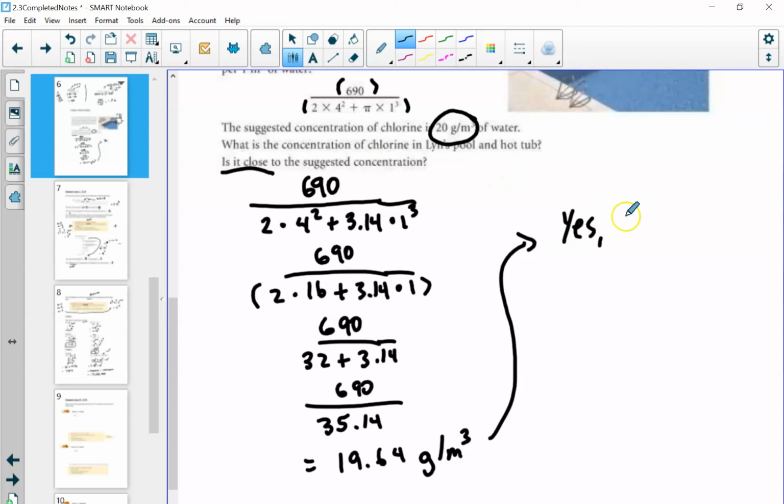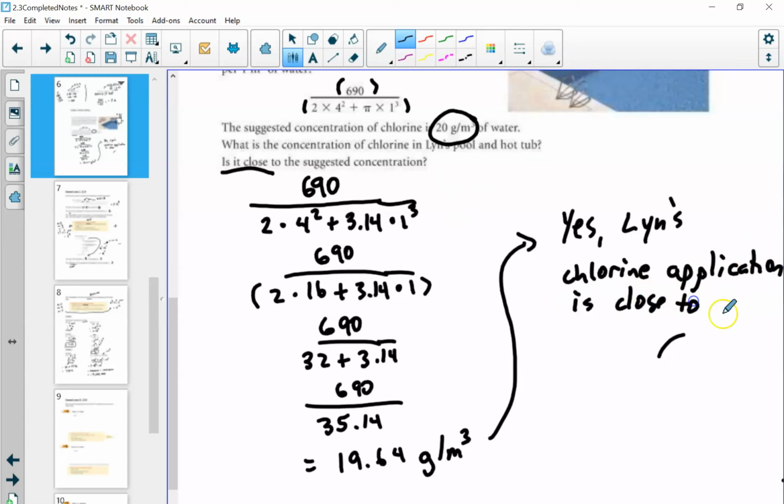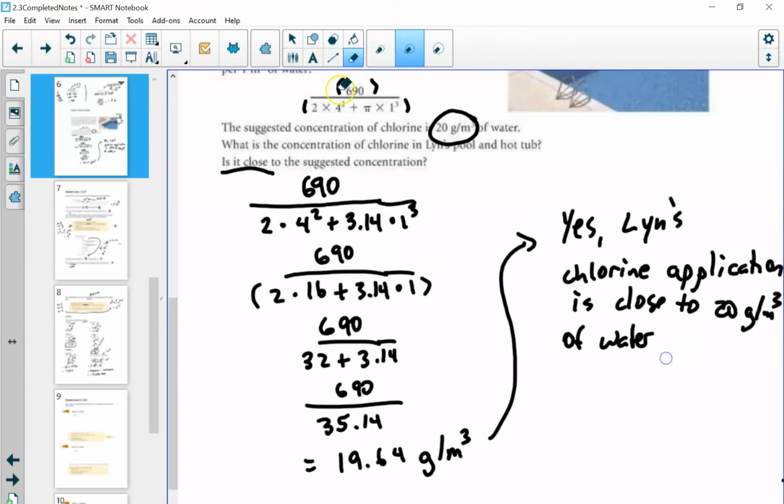Yes. What's her name? Lynn. What should we call it? Chlorine application is close to 20 grams per meter cubed of water. And just erase my little line here. And there's your final answer.